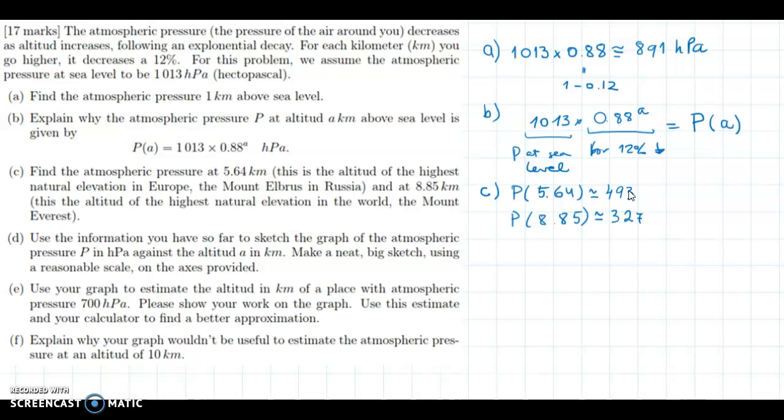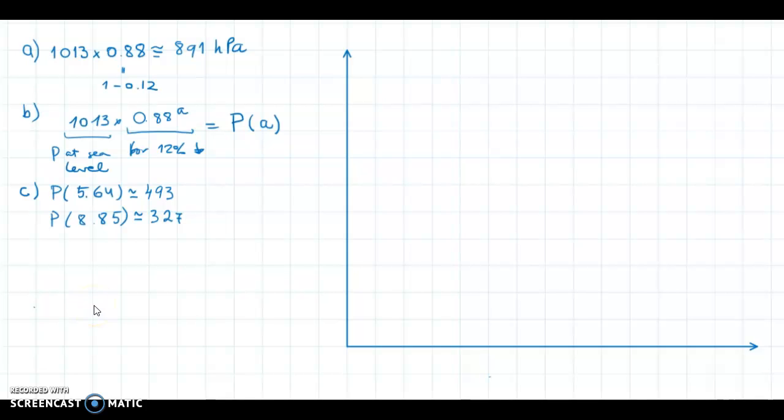Now we want to use the information we have so far to sketch the graph of the atmospheric pressure against the altitude. The question says that we have to make a neat big sketch using a reasonable scale on the axes. Well, the axes were provided in the exam. I don't have the axes copied here, but we're just going to make the axes ourselves. So here are my axes. On the x-axis, I'm going to represent the altitude in kilometers. I need to label this. And on the y-axis, I'm going to represent the pressure in hectopascal.